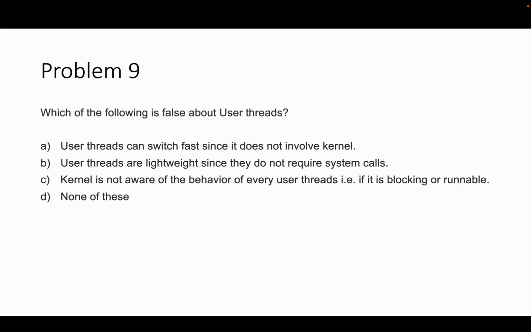Okay, so the next problem is: which of the following is false about user threads? First, user threads can switch fast since it does not involve the kernel. Second, user threads are lightweight since they do not require system calls. Third, the kernel is not aware of the behavior of every user thread, that is, whether it is blocking or runnable. And D is none of these. So which of them is false about user threads?